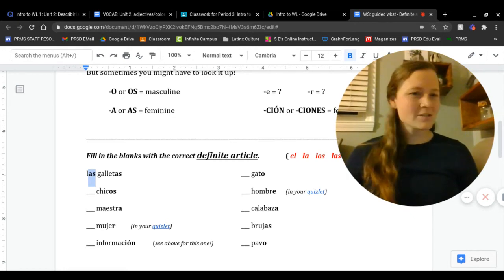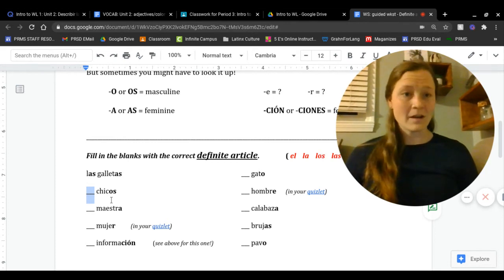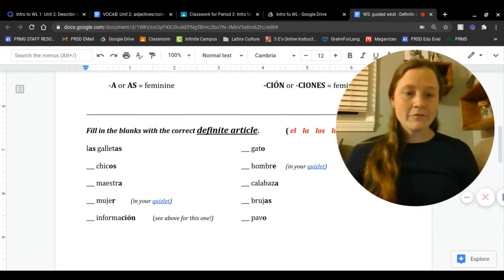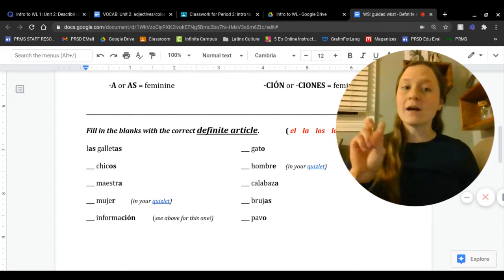Makes sense? It's just a pattern. So again, chicos ends in OS. Which one of these ends in OS? Los. So that will be your answer. So you're going to fill in these blanks. There are a couple on here, such as mujer, información, and hombre, in which case you're going to have to use your Quizlet to look it up or see above. So I think you can handle doing that. So those again are the four words that mean the in Spanish.